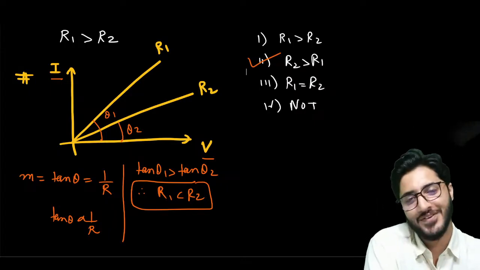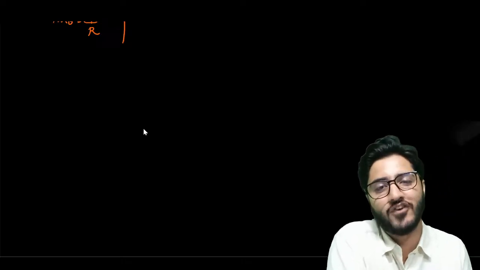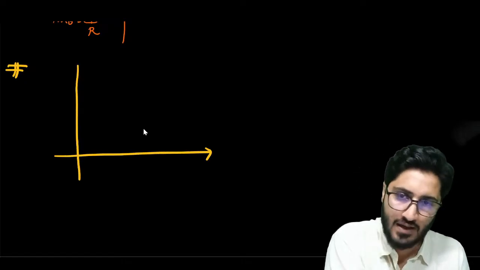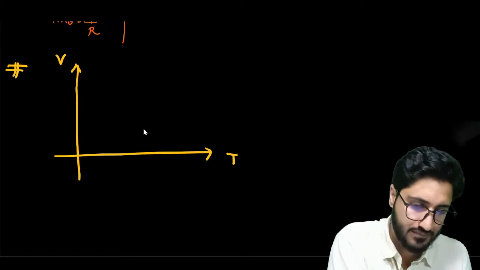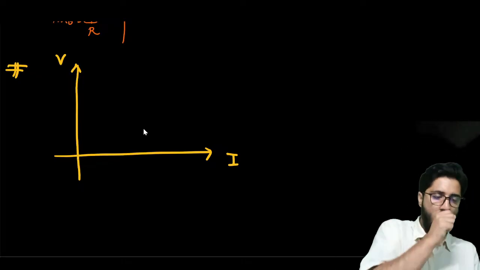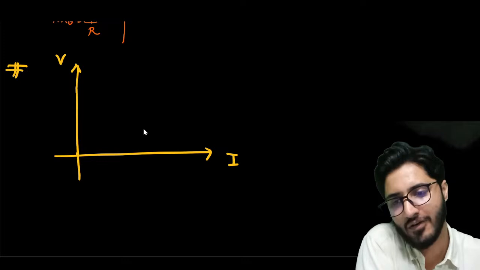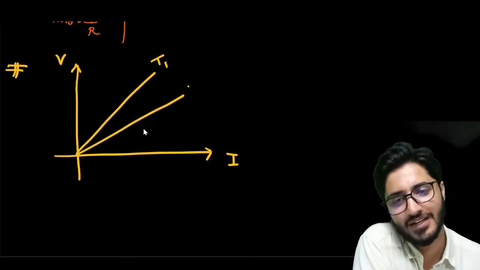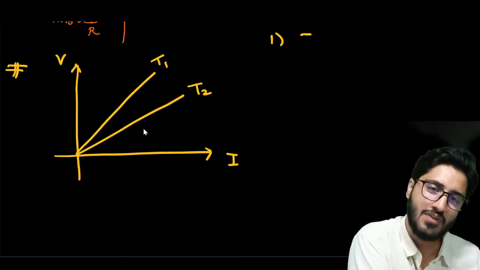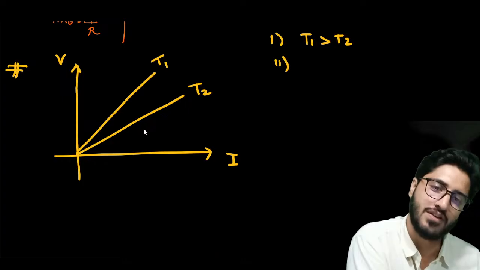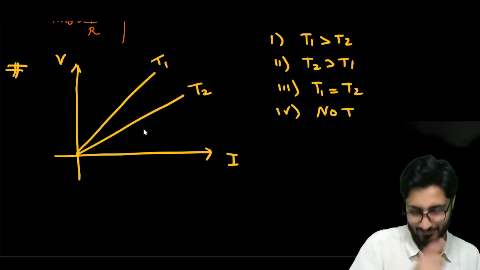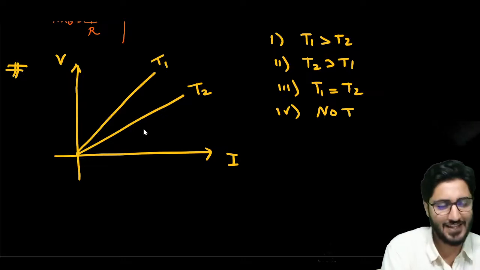Now, one tricky numerical. Okay, I will give you 1 minute for that one. One tricky numerical, and this one is an important one. Graph is between V and I. We have 1, 2. The temperature of the first one is T1 and the second one is T2. First, T1 more than T2. Second, T2 more than T1. Third, T1 equals T2. Fourth, none of these. Think about this one now.